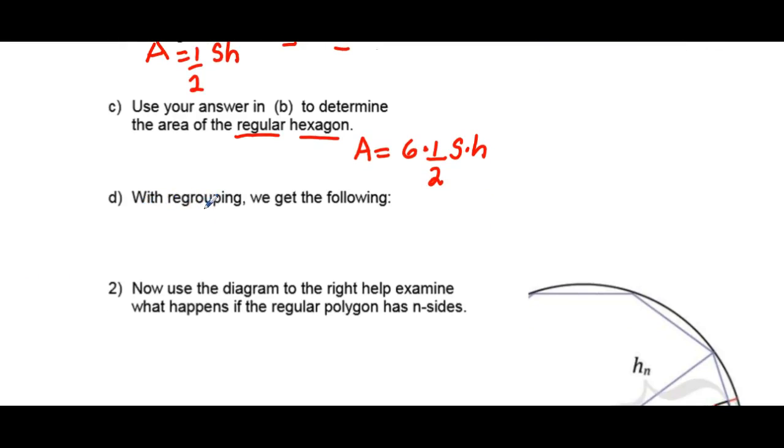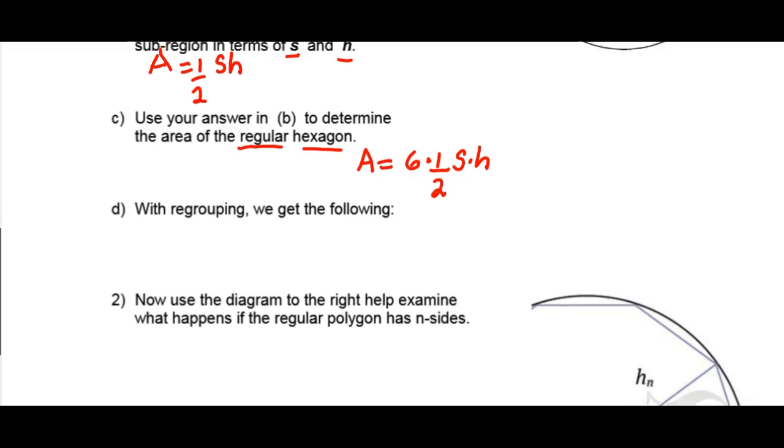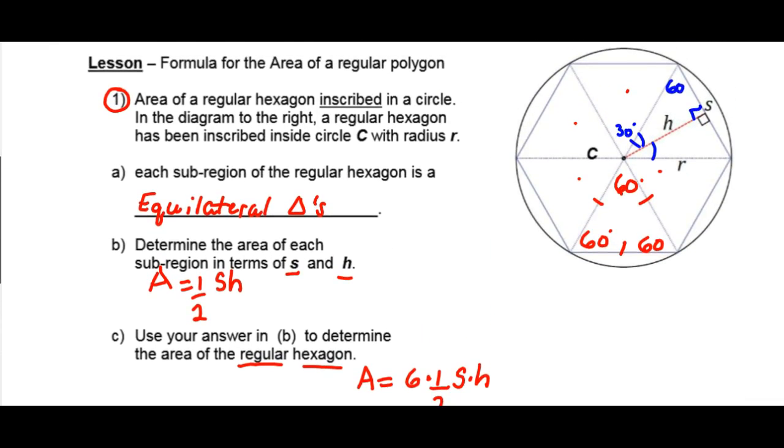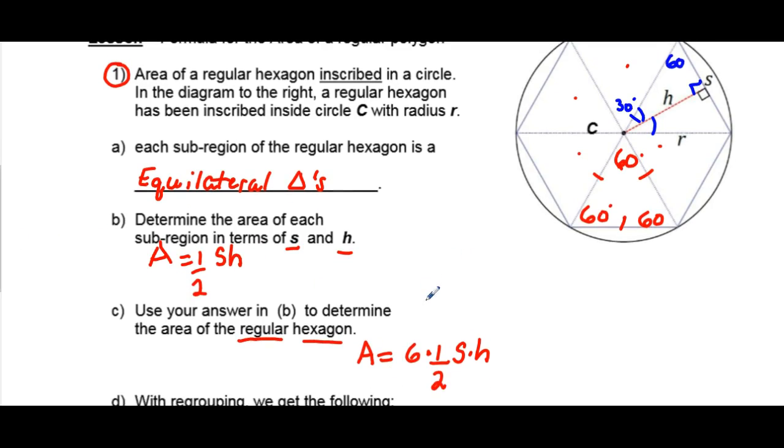Down here, with regrouping we get the following. By regrouping, what I mean is, I'm going to take a look back at the diagram, and I'm going to notice something. Combine the 6 and the S. 6 times S. I just rearrange it. 6 times S times 1/2 times H. So I just took these and I rearranged them.